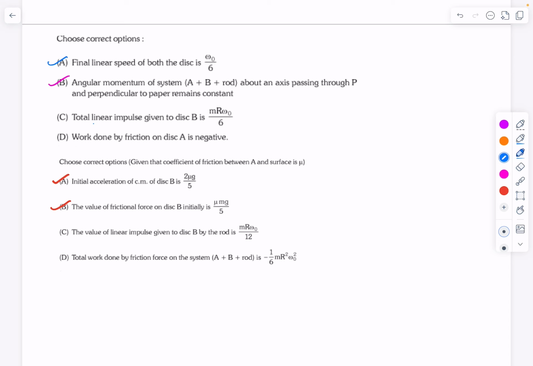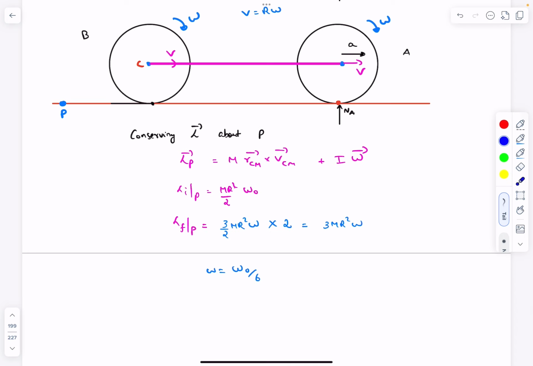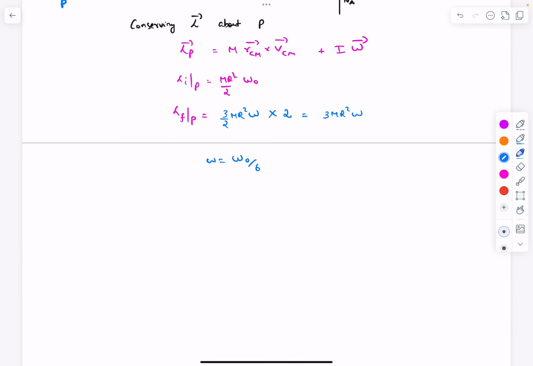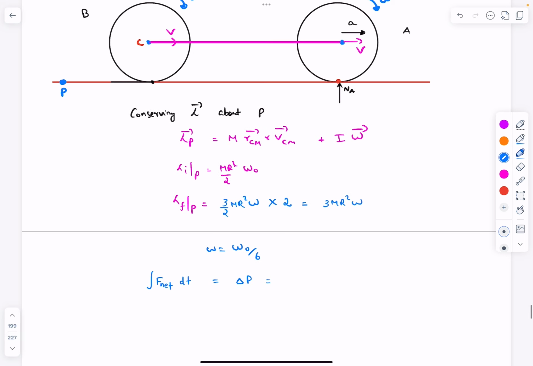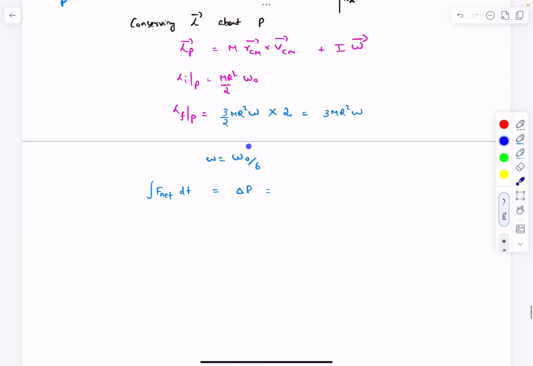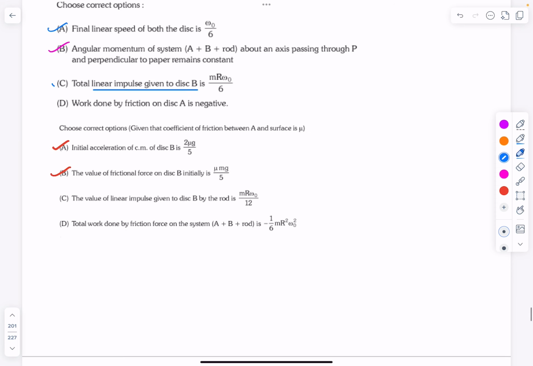Okay, so now in option C, they're asking us about the total linear impulse that is given to the disk B. So the disk B is over here. So they're asking the total linear impulse, so they're asking integral of F net dt. So this will obviously be equal to the change in linear momentum of the center of mass of disk B. So initially the center of mass was at rest, and finally it gains a velocity of v, which is also equal to r omega naught by 6, right? So this will be m r omega naught divided by 6. So even this option is actually correct.